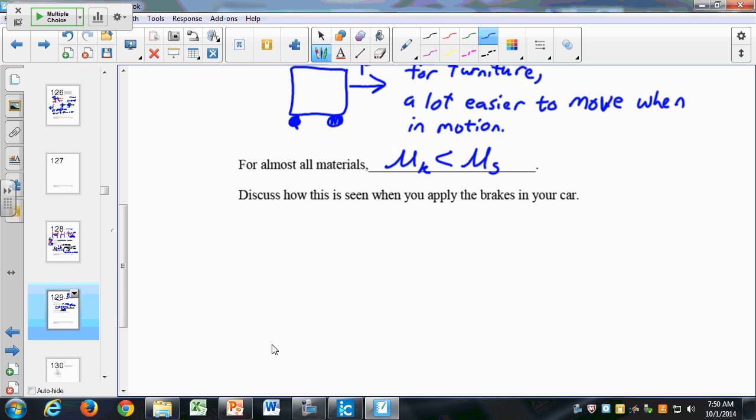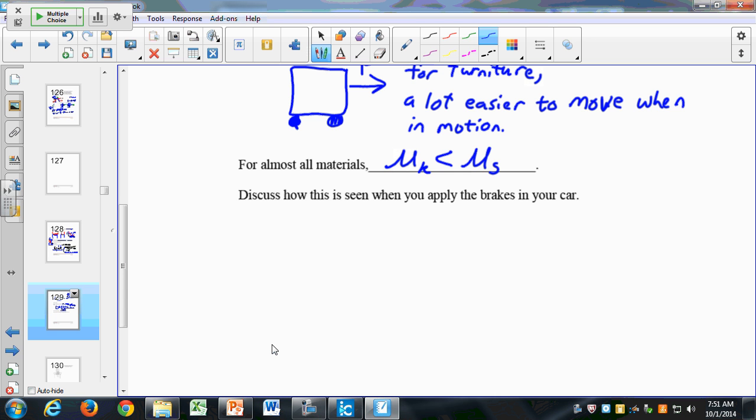So anti-lock braking systems are to keep your wheels from locking up. And why would you not want your wheels to lock up? Because you're sliding, right? And a sliding car is a lot more difficult to stop than a car where the wheels are not locked up.